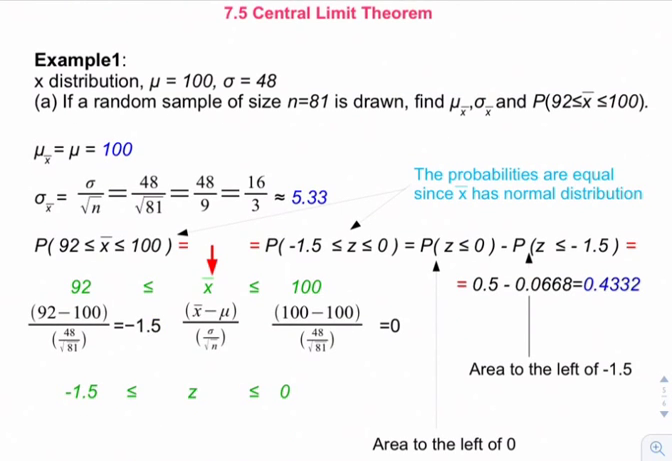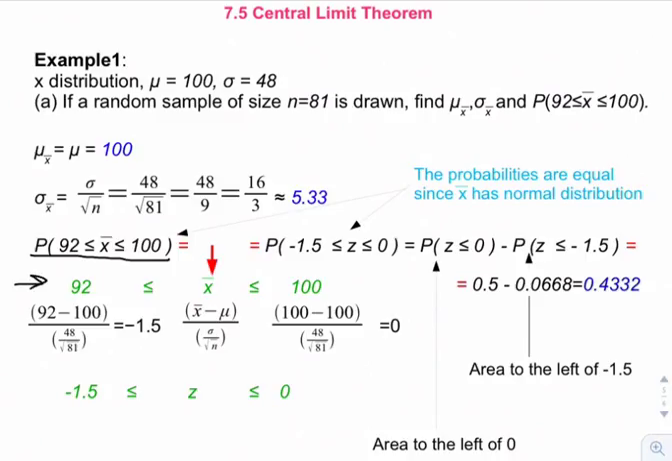So now, this is a giant screen with lots of things on it. Let's take it little piece by piece. So what we're looking for is this probability as described right here. We're looking for the probability that the value of X bar is between 92 and 100. So what we have to do first is to change these X bar values into Z values, which is what we're doing here on this green line.